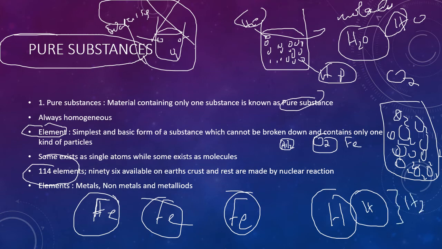So up till now, we know 114 elements, out of which 96 are available in Earth's crust, and the rest are made by nuclear reaction. We artificially make them chemically. All right.